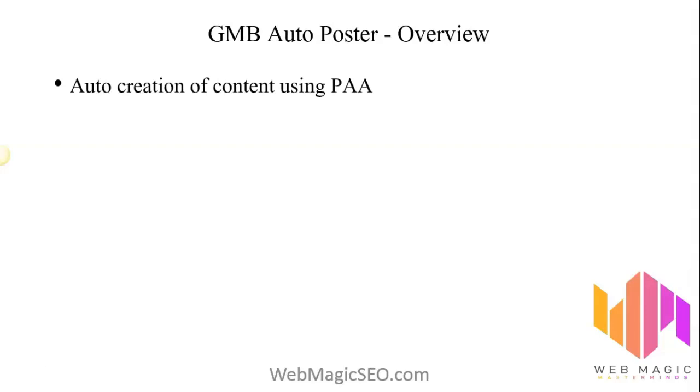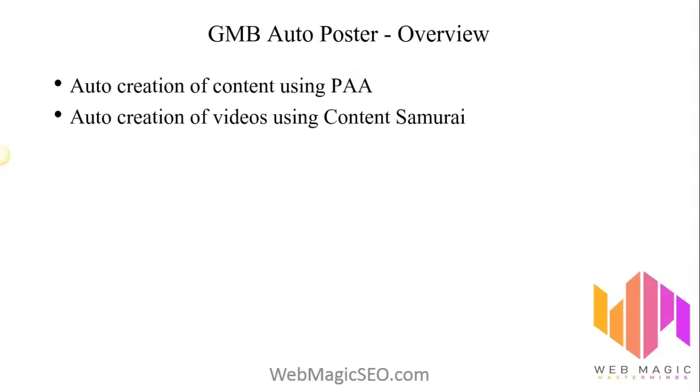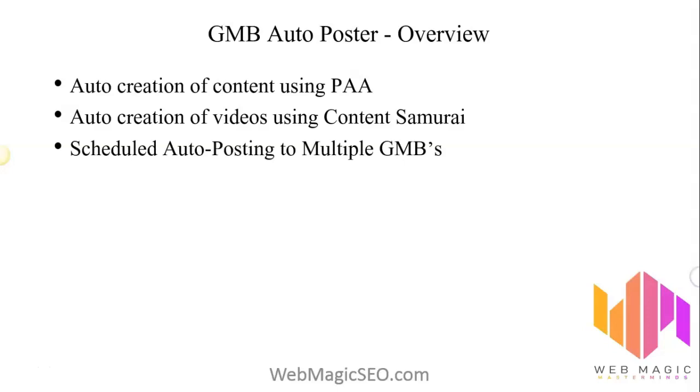Remember, you get the auto creation of content using PAA. This content is perfect for GMB posts, and of course Google loves Google, so they want that information on there. It just works perfectly. You'll never have to create manual content again for your posts. Then you'll be able to auto-create videos using the PAA using Content Samurai. So professional looking videos that tie in with the content that you'll be able to use on your posts.